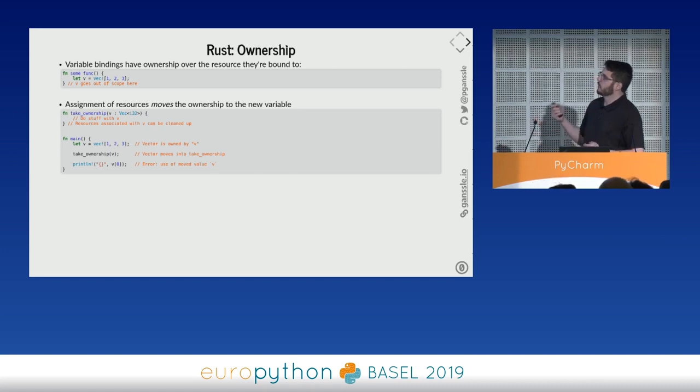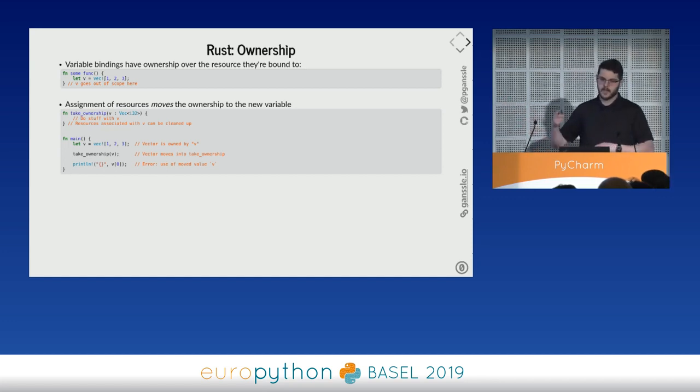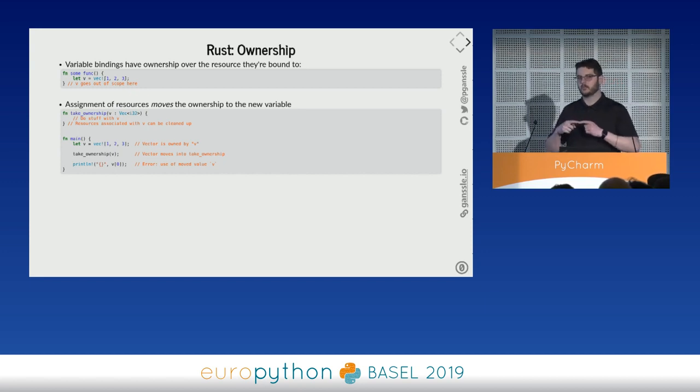So variable bindings in Rust have ownership over the resource that they're bound to. So when I assign v to this vector, when v goes out of scope, we know that because v owned that vector, we can free up all the resources of the vector. And if you assign that variable to something else, then it actually moves the ownership to the new variable.